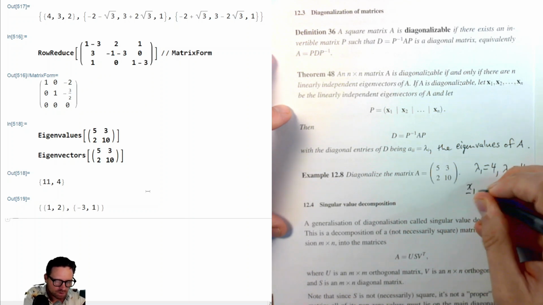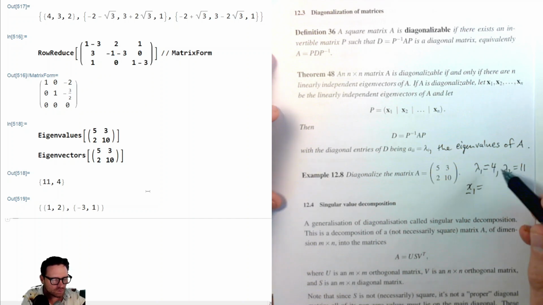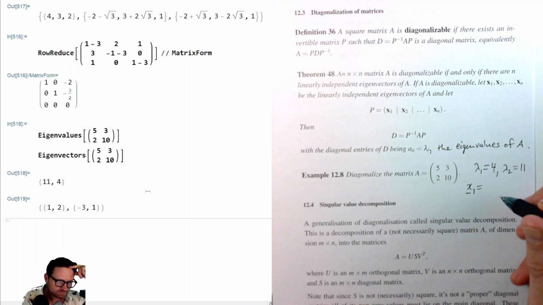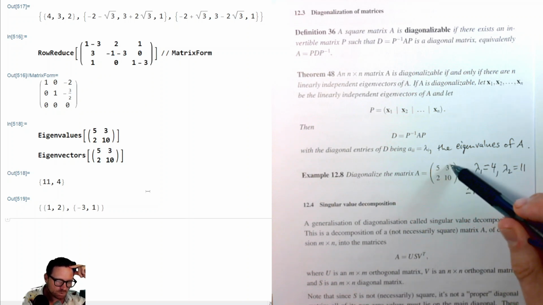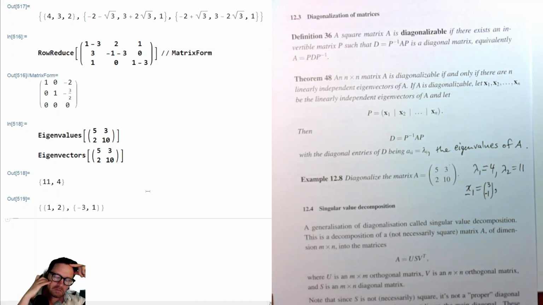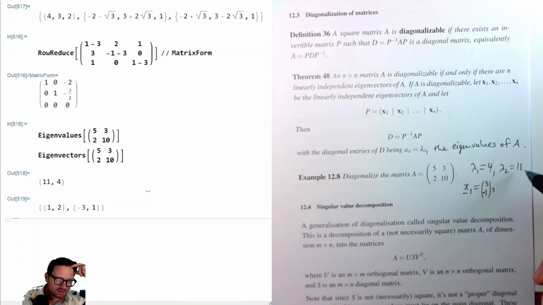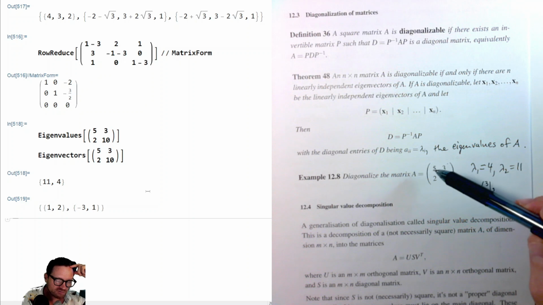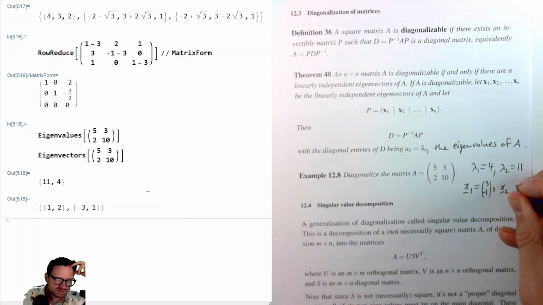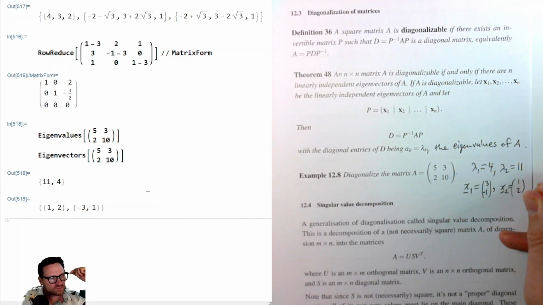And so then x1 was, let's see, what did we choose? Well, we would get 1, 3 up here, so we would have then 3, -1 is what we would have chosen for x1. And then when we put lambda 2 into A minus lambda I, we would have -6, 3. And then in the bottom row, we would have 2, -1. So we would have chosen eigenvector 1, 2 for x2.